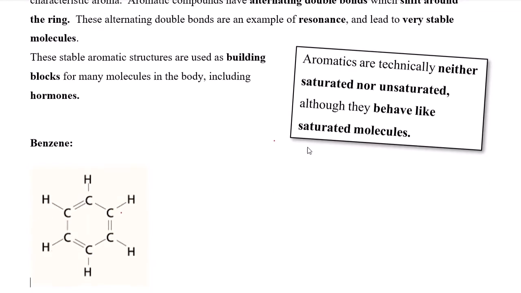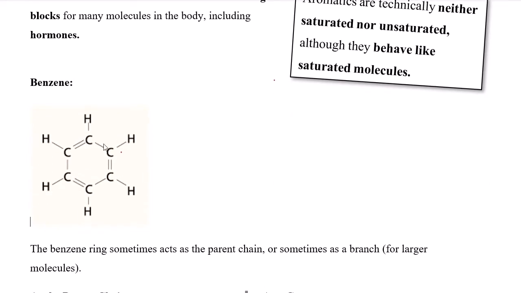So if we look at benzene down here, it has 6 carbons that are arranged in a ring, kind of like cyclohexane did. But the difference here is that there are double bonds between every other carbon. You might say, okay, well, it's a cycloalkene.